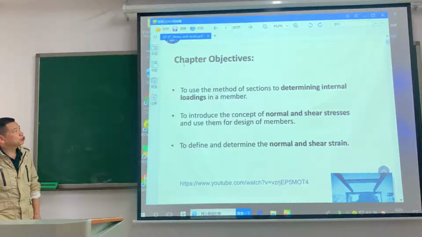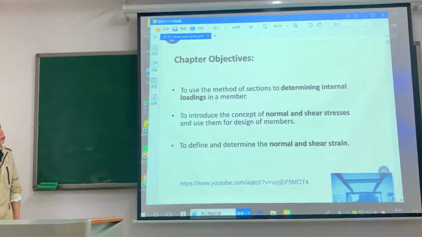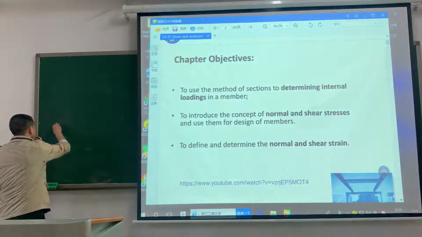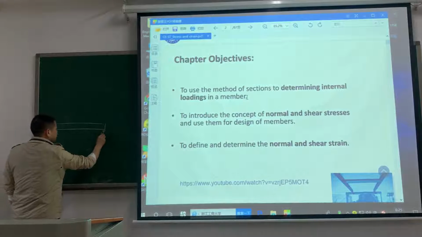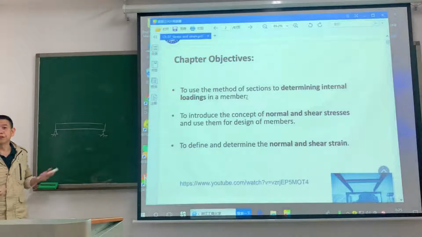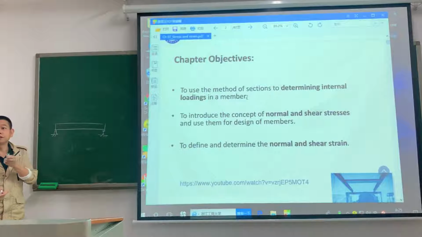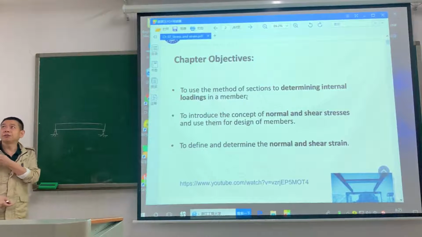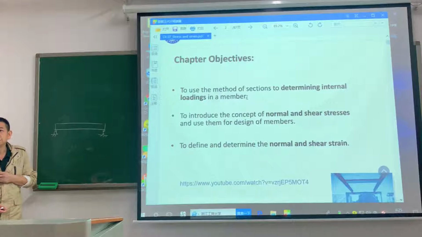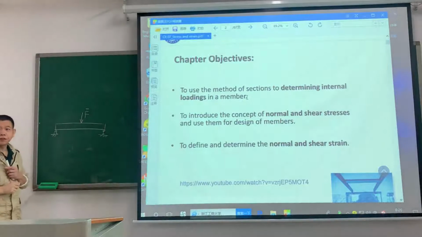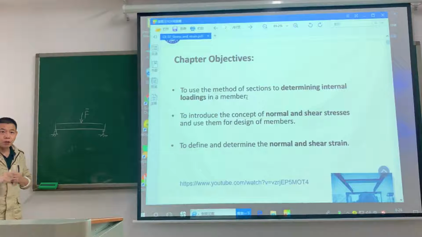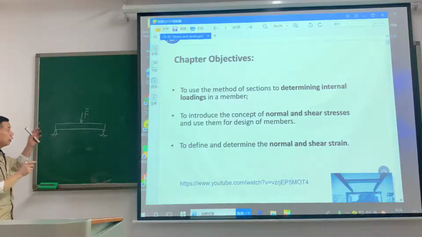The objective of this chapter is to use the method of sections to determine internal loading in a member. For example, suppose this is a pin. It represents the pin. When a force is acting on it, we can find the reactions acting on it.